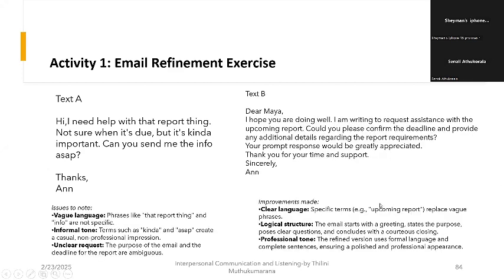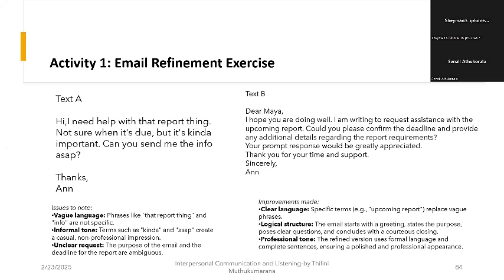So I have written down the things here. If you want, you can note them down, or what you have to focus on is just the text, right? It should have clear language and specific terms like "upcoming report," without going for vague phrases like "the report thing." That shows you are not professional, right? So you have to clearly and directly send what you have to send.